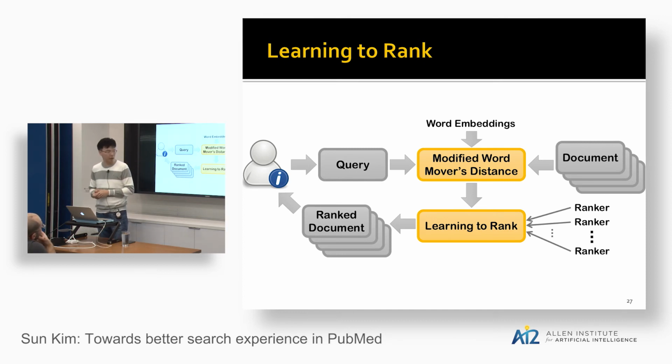So this is an overview of our strategy. Given a query, word-to-word distance scores are computed over candidate documents, and they are entered in the learn-to-rank framework as a feature. And the learn-to-rank reorders candidate documents using the word-to-word distance feature, as well as other features.